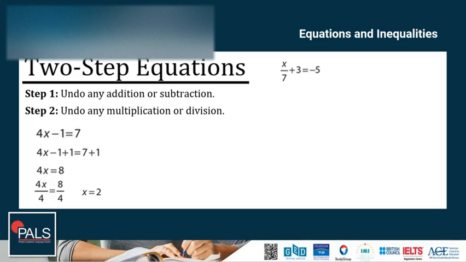Okay, another example. x over 7 plus 3 equals negative 5. First, let's undo the addition by subtracting 3 from both sides. So we have x over 7 plus 3 minus 3, and negative 5 minus 3. We've got x over 7 equals negative 8. Then to undo division, we can multiply both sides by 7. So we have x equals negative 56.